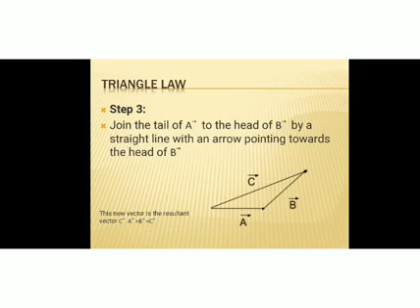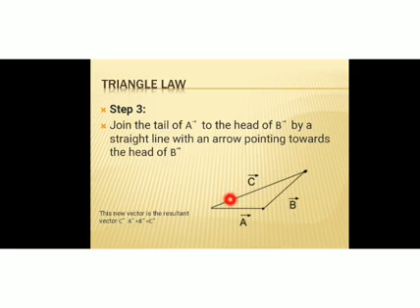Next, join the tail of vector A to the head of vector B. See, this is the tail of A and this point is the head of vector B. So join the tail of vector A with the head of vector B by a straight line with an arrow pointing towards the head of B. This straight line also must contain an arrow, and that arrow should point towards the head of B.